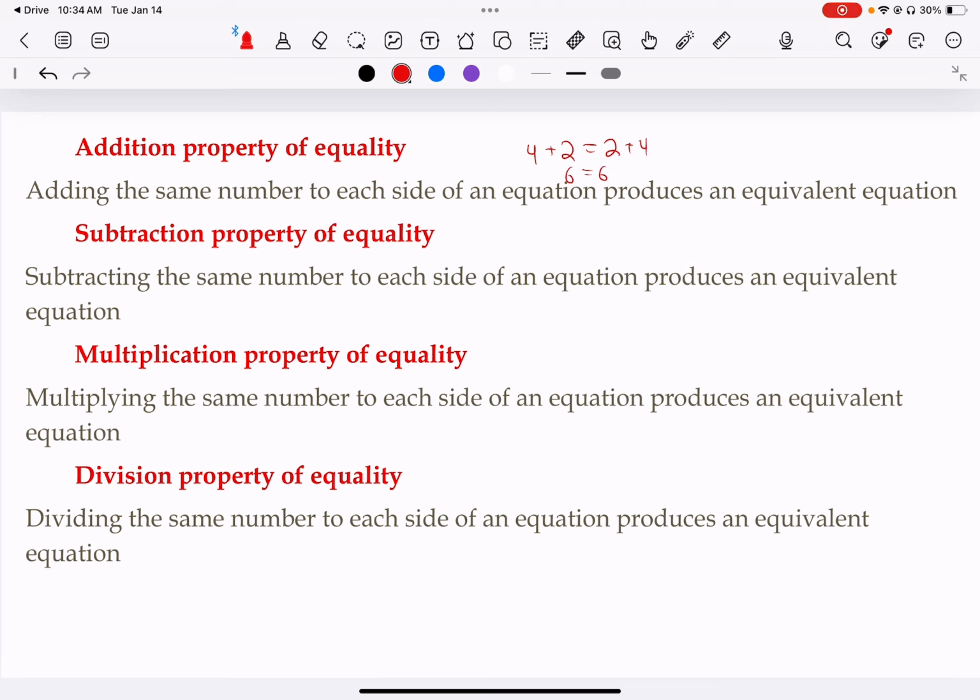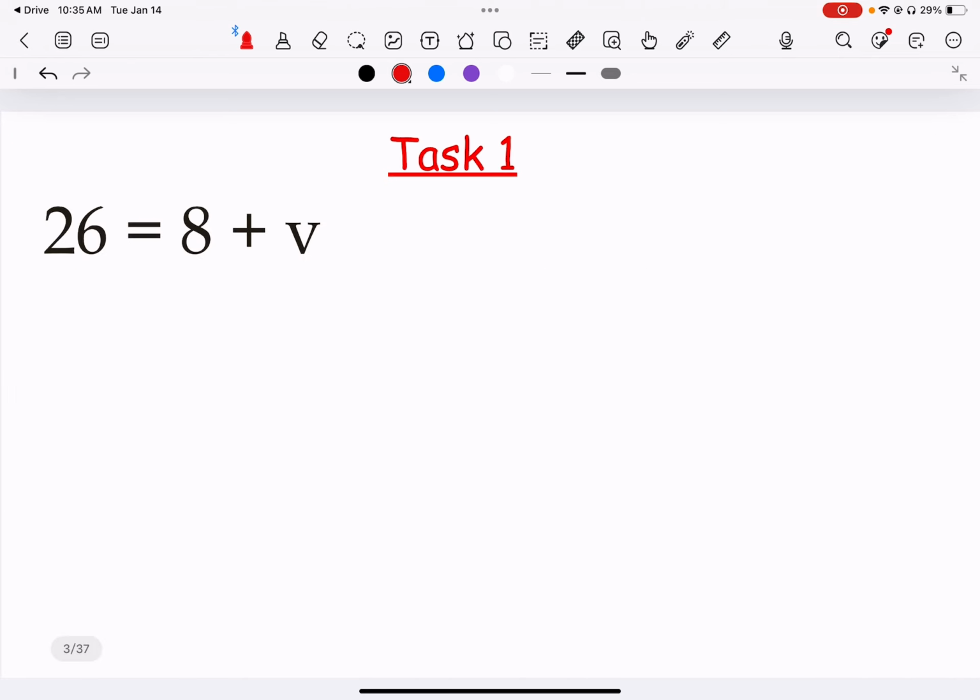The subtraction property of equality: subtracting the same number from each side of an equation produces an equivalent equation. Multiplying both sides of an equation by the same number produces an equivalent equation. And then the division property of equality: dividing both sides by the same number produces an equivalent equation. So we're going to go through and practice some solving one-step equations.